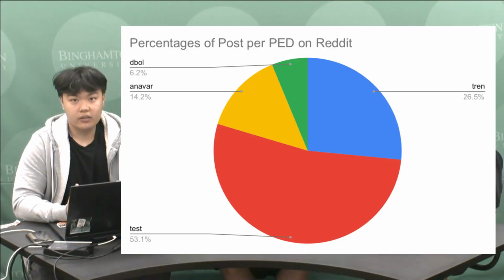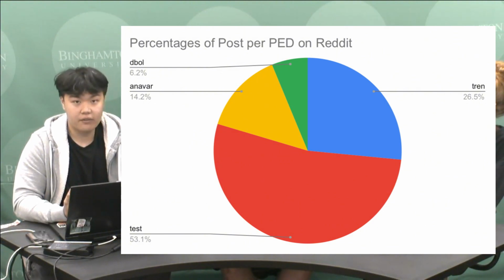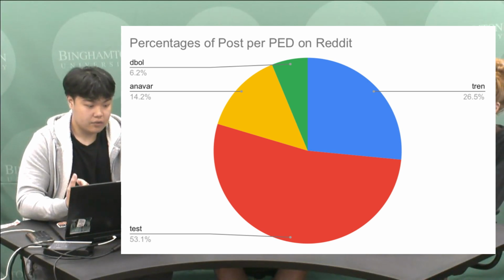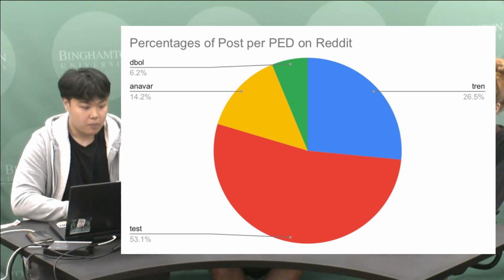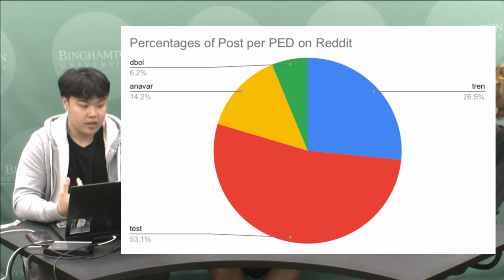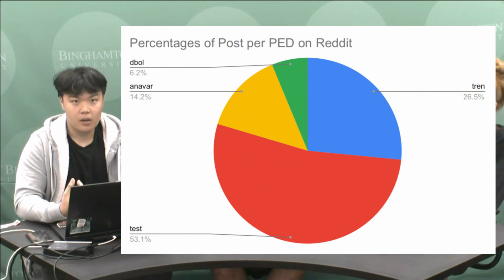And now, when we were looking at the results from Reddit, I saw that 53.1% of the posts were about test, 26.5% of the posts were about trend, 14.2% of the posts were about Anavar, and 6.2% of the posts were about D-ball. So while the TikTok results were pretty consistent all throughout for all PEDs, most of the posts on Reddit were centered around test, which is more common and easily accessible for people. Some of the more serious PEDs, such as D-ball and Anavar, seem to have been talked about less, potentially pertaining to how serious they are and how harmful they can be if misused.